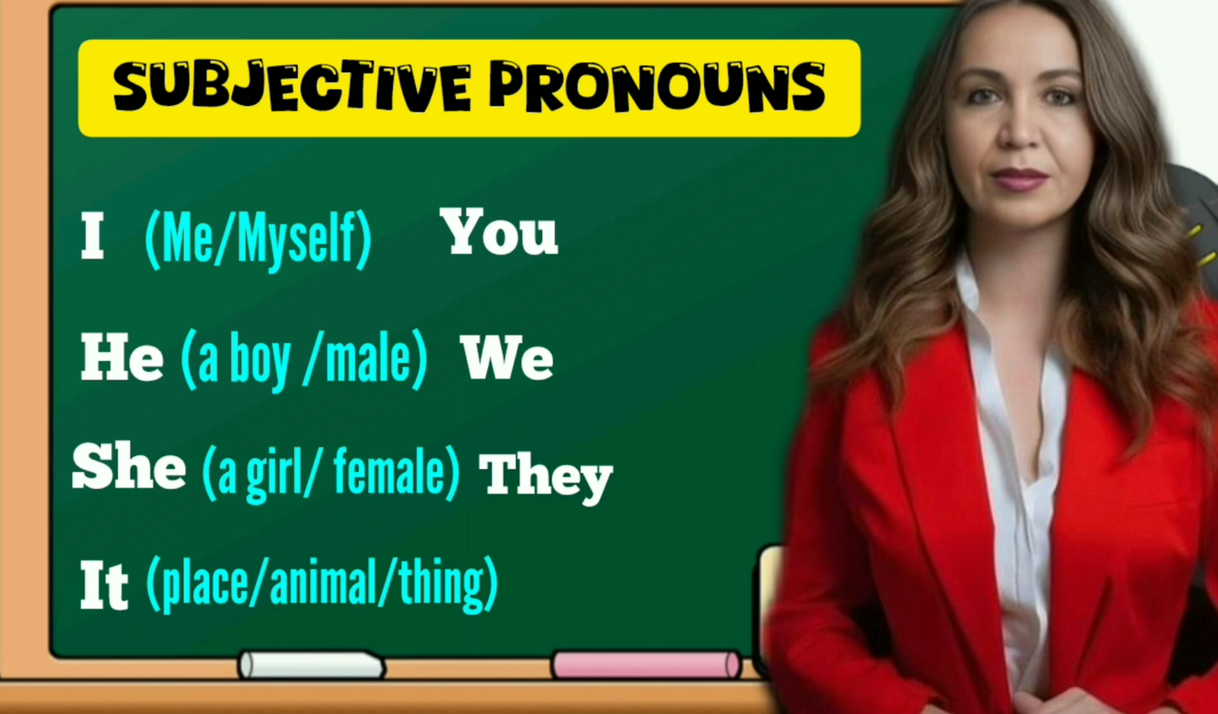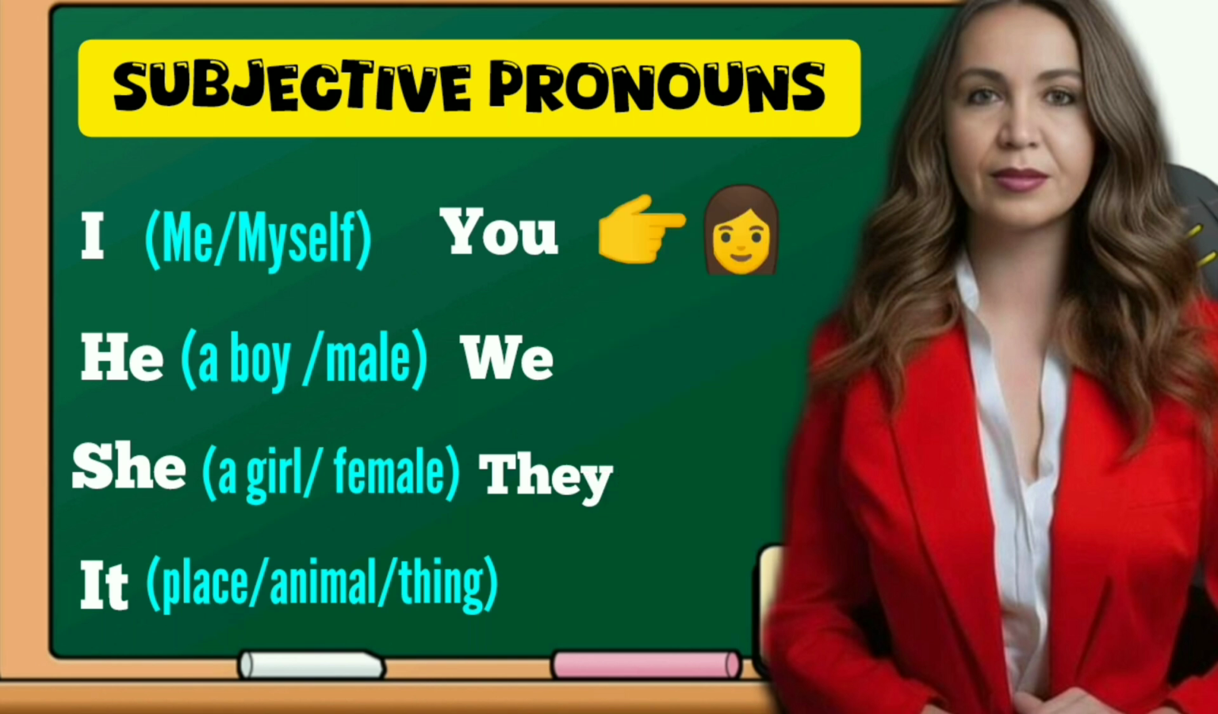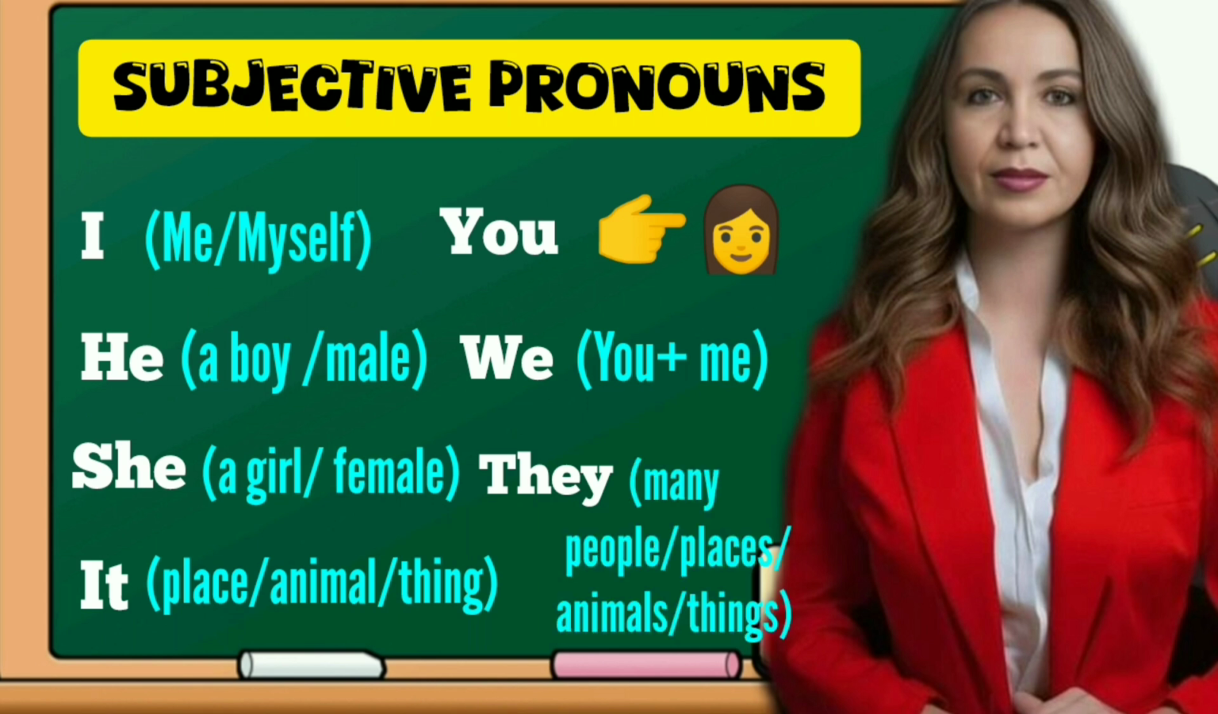The next one is you. You means you, the one who is watching this video. The next one is we. We means other people and me. For example, I sing, you sing, we sing, which means a group of people including me. The last one is they. They means many people, not only people. It can also be places, animals or things, but it is more than one. If there is more than one, we use the subject pronoun they.